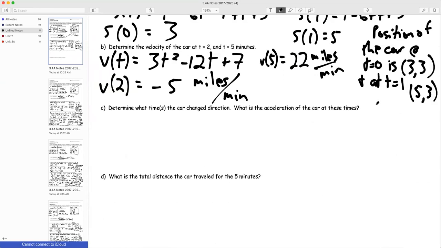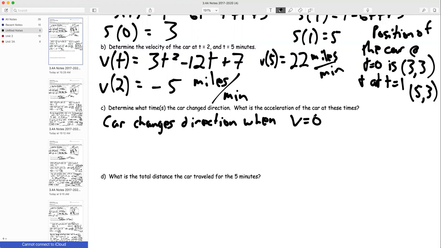But first, let me write this down. Car changes direction when velocity equals 0 and changes signs.